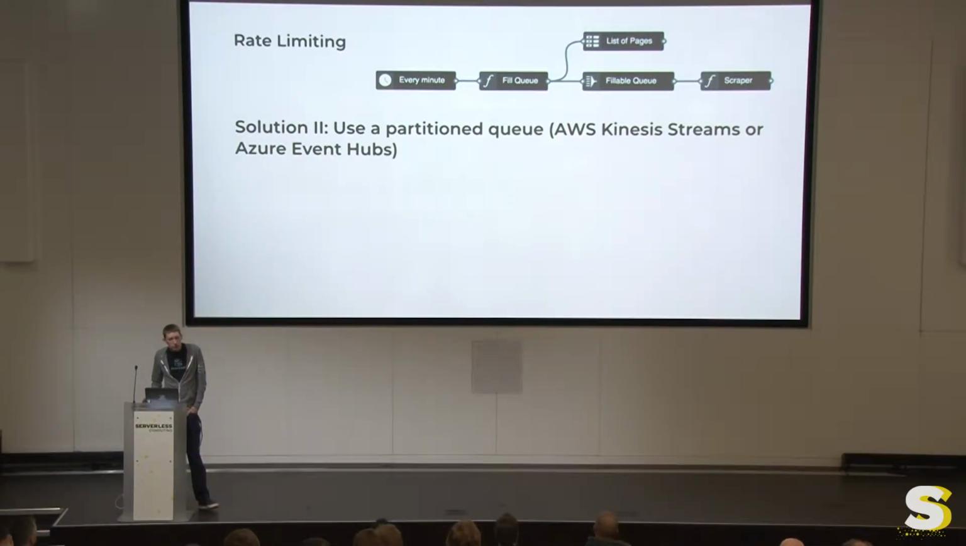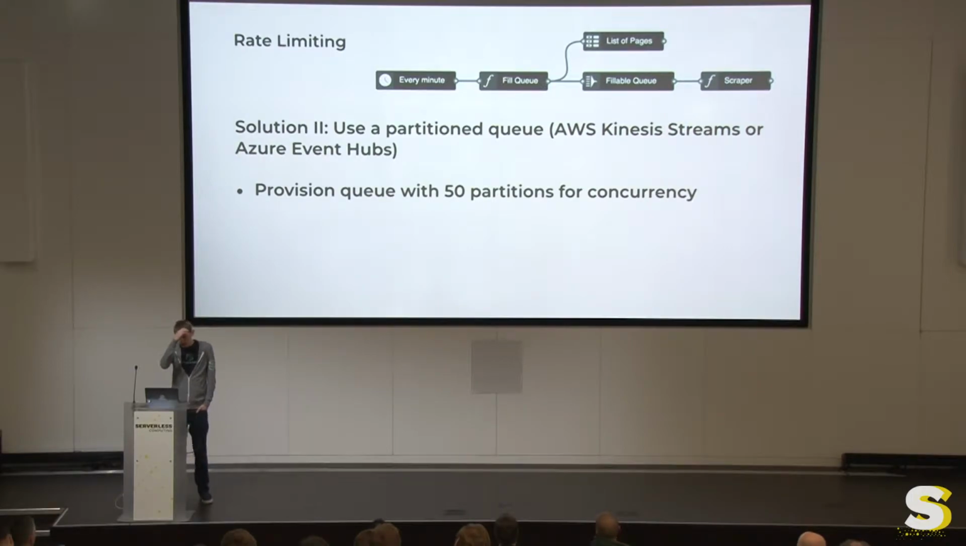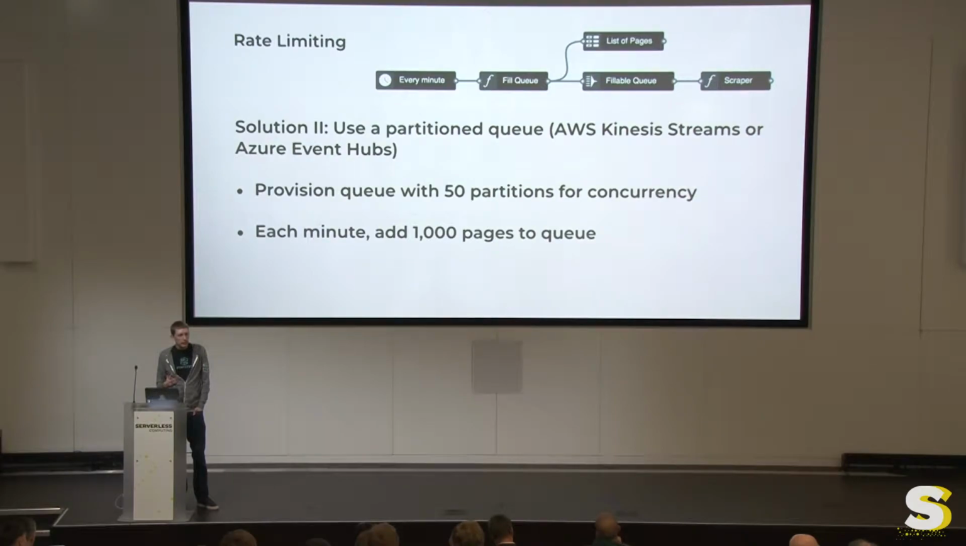For our second solution, we'll use a partitioned queue, like AWS Kinesis Streams or Azure Event Hubs. These are similar to Kafka as a message queuing system. You have the ability to provision a queue and control the concurrency by how many partitions there are in the queue, because every partition is going to invoke one function with a batch of messages. We talked about how we needed 50 functions running at once, so we need 50 partitions for our concurrency. Every minute we have a function that's going to add 1,000 pages to this queue.